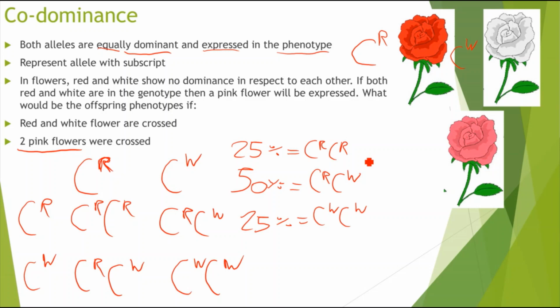So CR, CR I know is red, so I have 25% red, and CR, CW, which is pink, I know I have 50% pink, and CW, CW I know is white, so I have 25% white. So if we were to have a ratio, it would be 1 to 2 to 1. So that would be my ratio for red to pink to white.